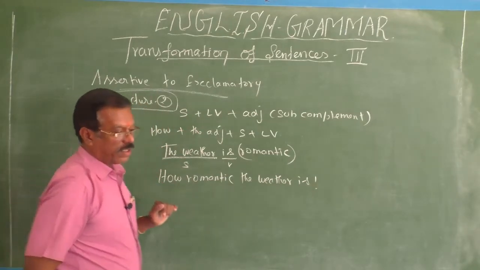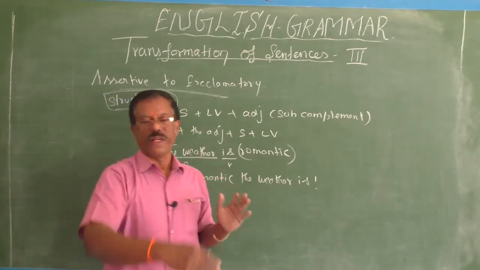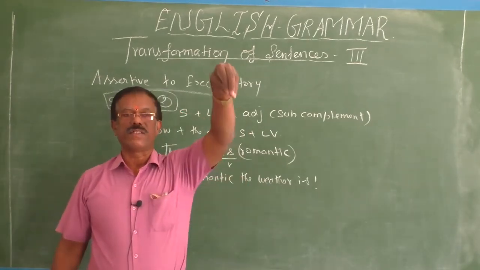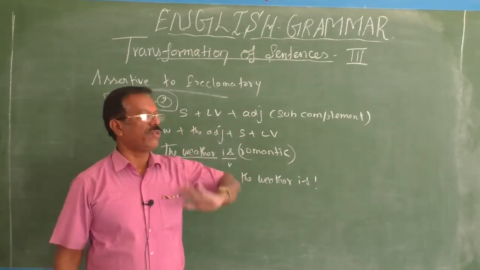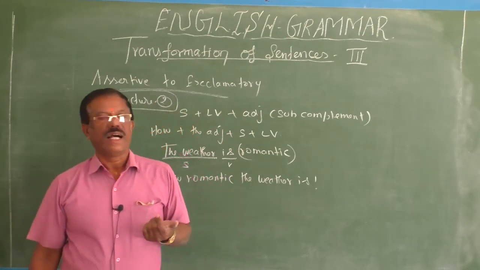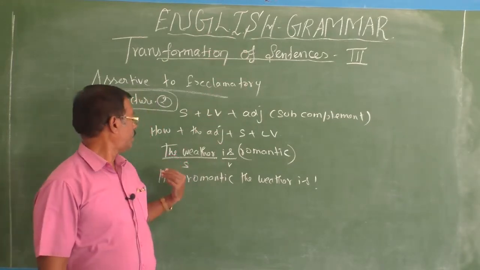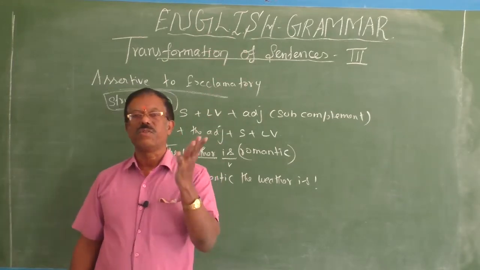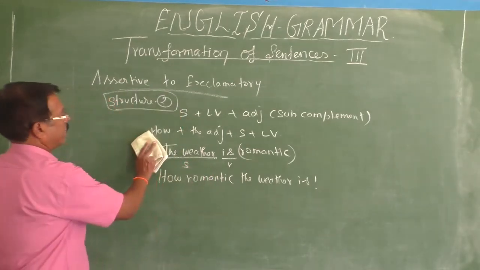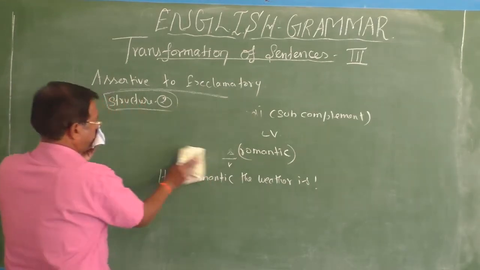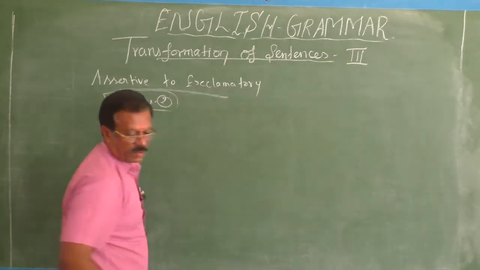Okay. So if an assertive sentence has a noun phrase as a subject complement, then such sentences should begin with what. Suppose you have an adjective or adjectival phrase as a subject complement, then such sentences should begin with how in the exclamatory sentences. So you should know the difference. Okay, fine. For the second structure, I'll give you some more examples.